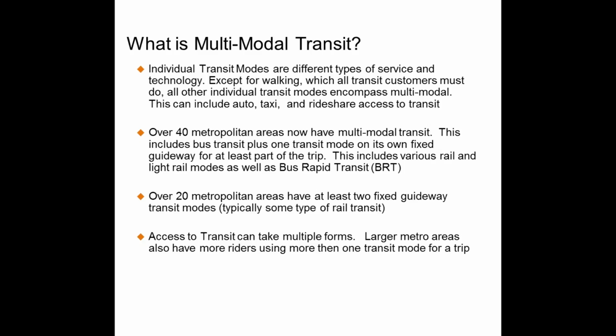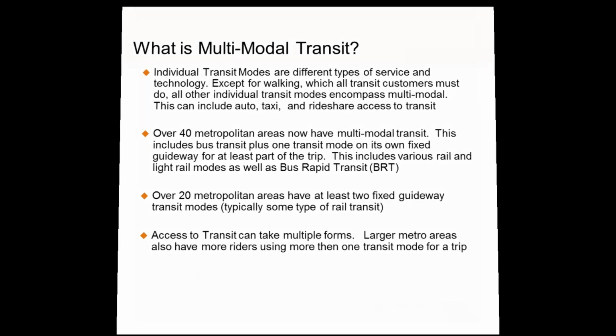In addition, there are over 20 metropolitan areas that have at least two fixed guideway transit modes, usually two types of rail transit. So the point here is that more and more cities and metropolitan areas are building and implementing multimodal systems where you have more than one mode of transit. Access to transit can also take multiple forms. For larger metropolitan areas, you usually have more riders that use more than one transit mode for a trip, and we'll go through some examples of that.